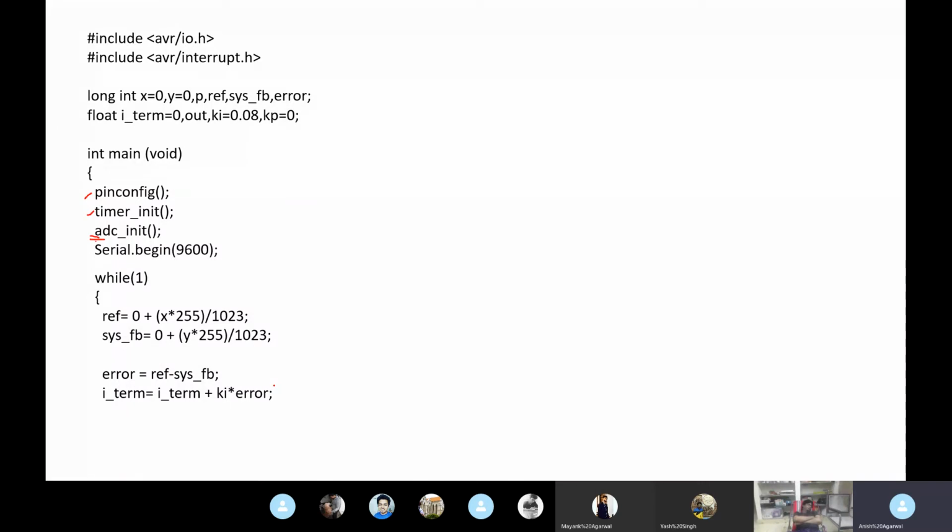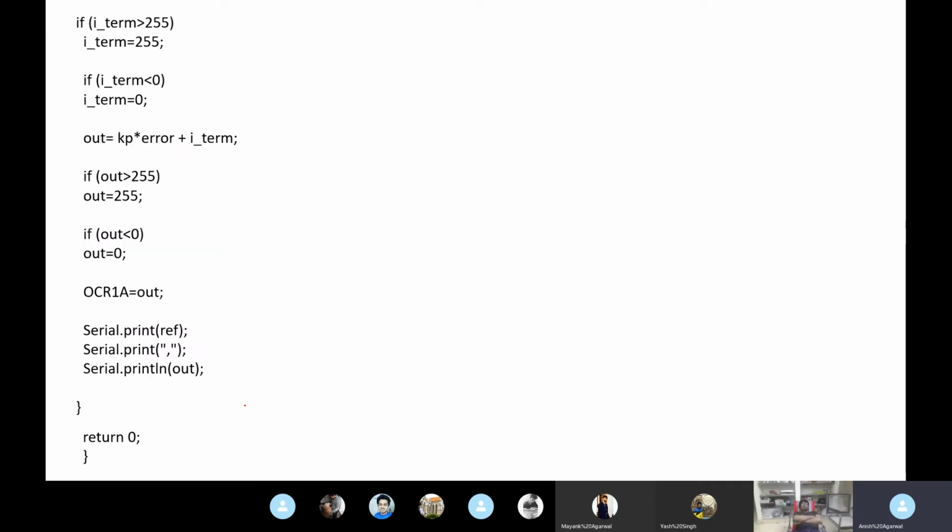So now I have come here: error equals reference minus system feedback, as simple as that. Integration term, which is the I term, is equal to I term plus Ki into error, as I told before, which is in the block diagram. We are just adding the error and multiplying it with Ki. The next time the error comes, the previous I term is already here, which is Ki into error, and the new error also gets multiplied with Ki, and it just keeps on adding.